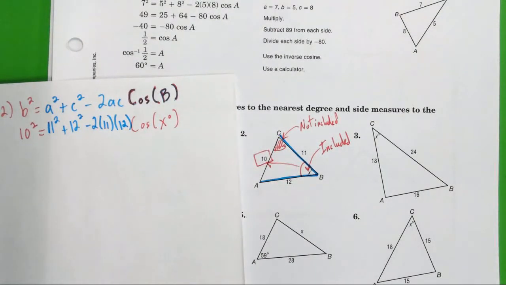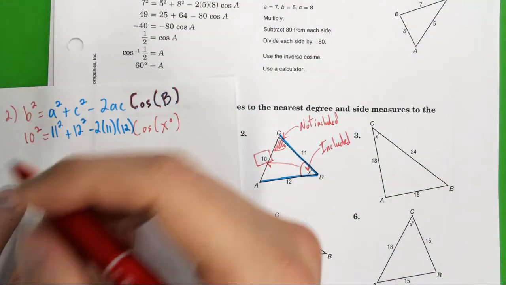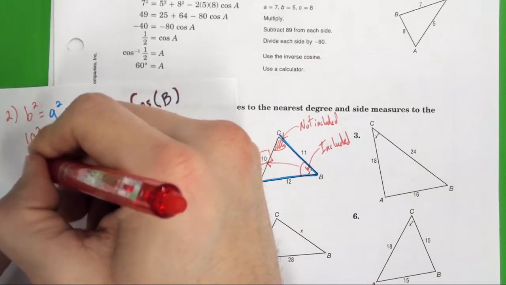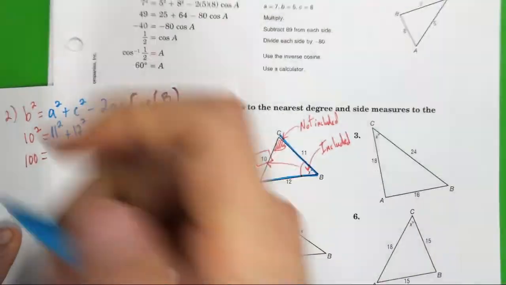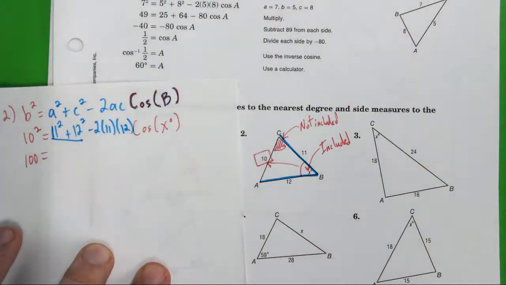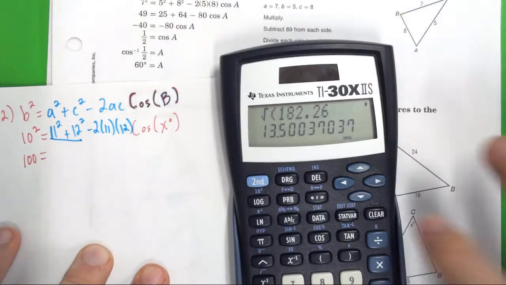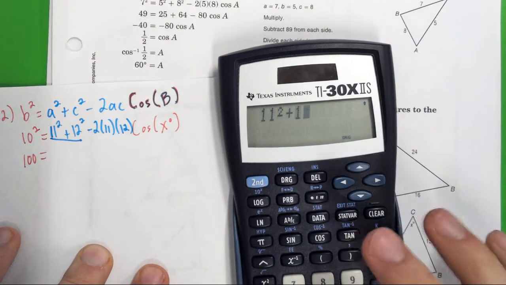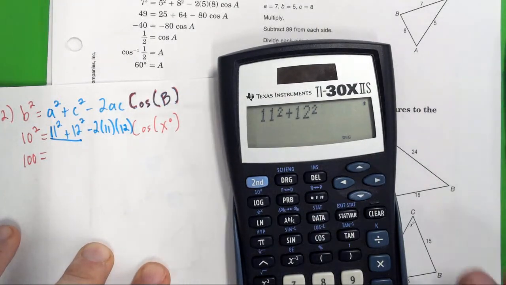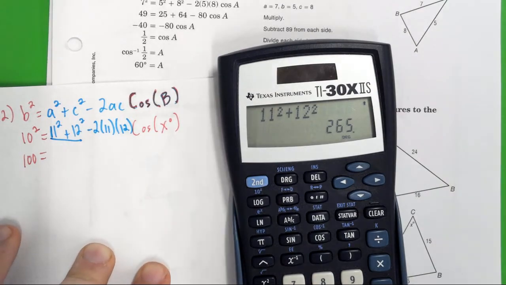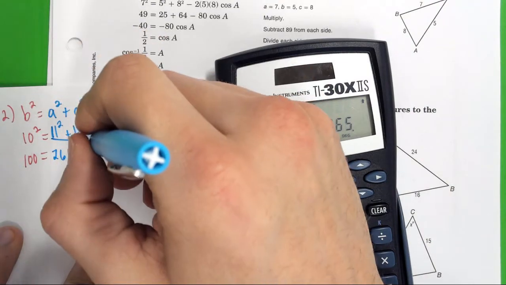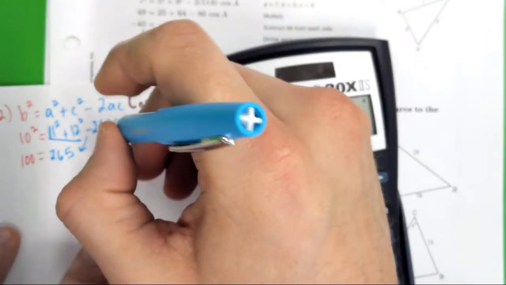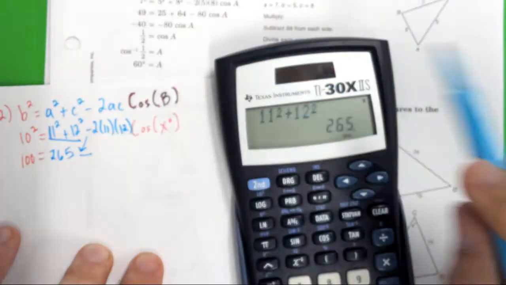Now the way we multiply everything out is going to be pretty close to what we did last time, but it's going to be a little different towards the end. 10 squared is 100. All of this I can punch into my calculator. 11 squared plus 12 squared equals 265. Bring down my minus symbol. And then 2 times 11 times 12.